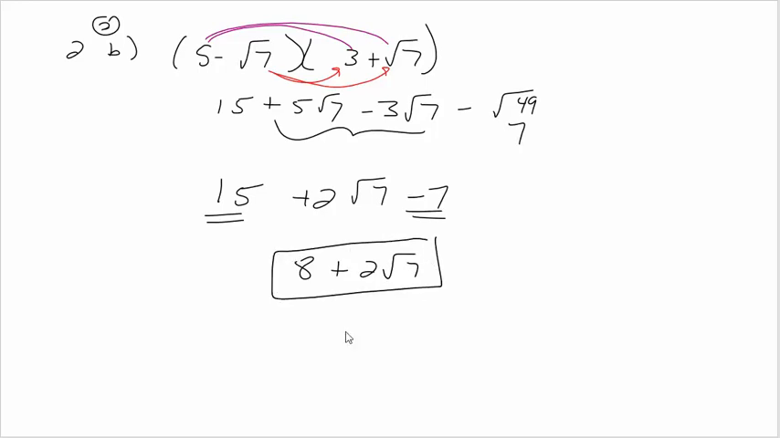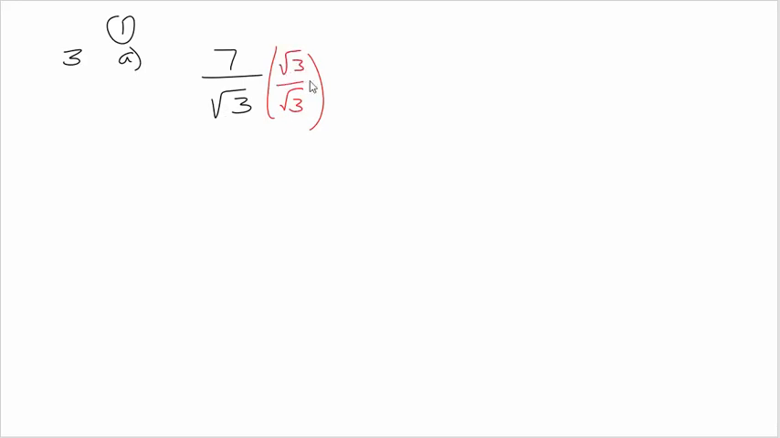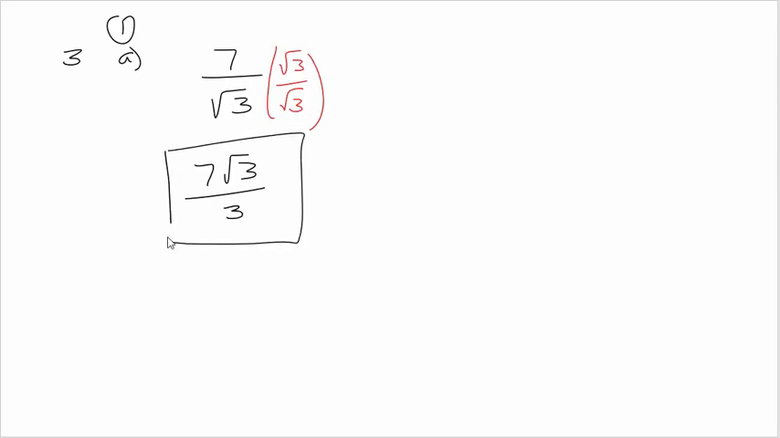this binomial right here. Question number 3 is about rationalizing the denominator, which means making it so there's no radicals in the denominator. A is only worth 1 point. It's pretty straightforward here. When you just have one term in the denominator, you multiply the top and bottom by that term, and we're going to get 7 root 3 over root 9, which is just 3. And that's it. That's rationalized because the denominator doesn't have a radical in it anymore.